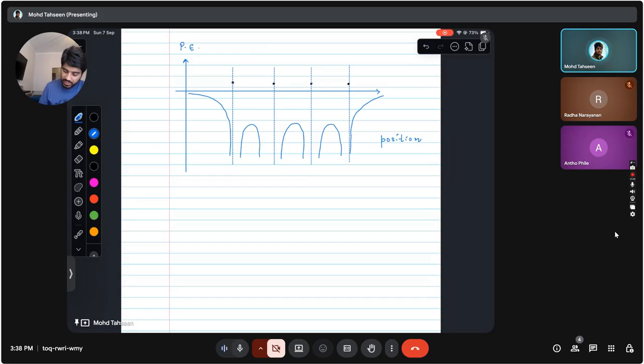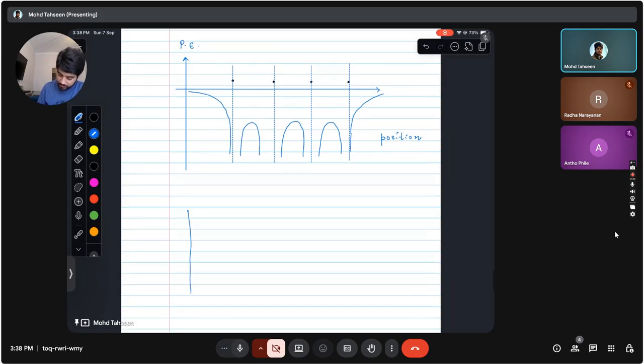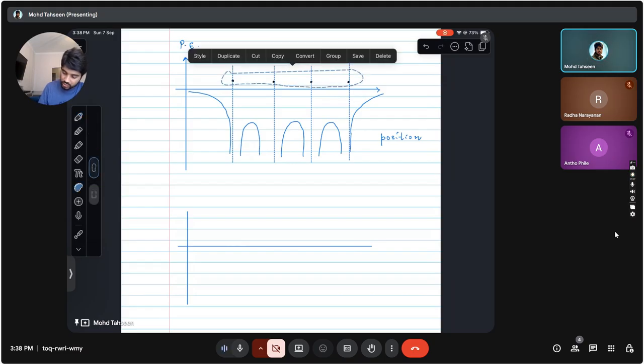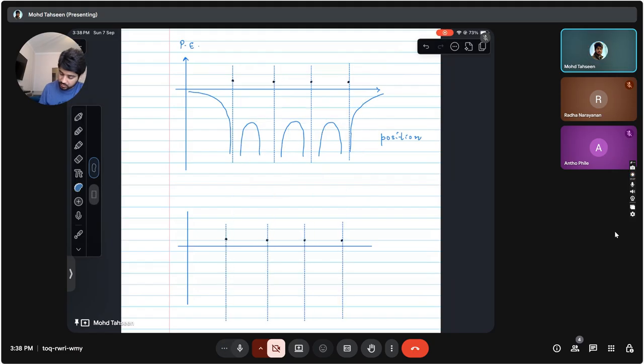And so to make the situation a little easier, what we can do is replace this arrangement, the same arrangement. So we have PE on one side and we have position on the other side. So what we said was what we care about the most in this plot is two things basically. First, the nature of the plot, not the exact values.